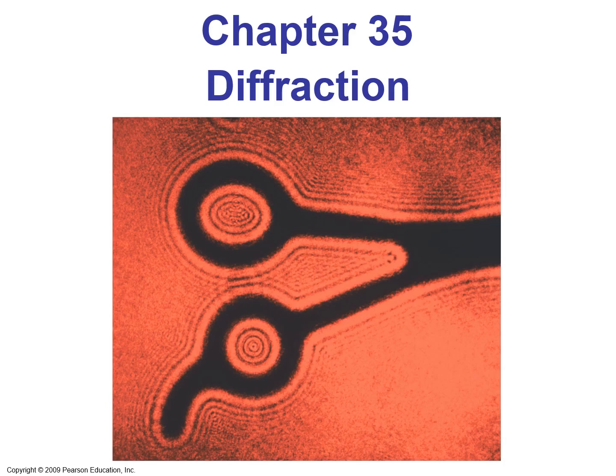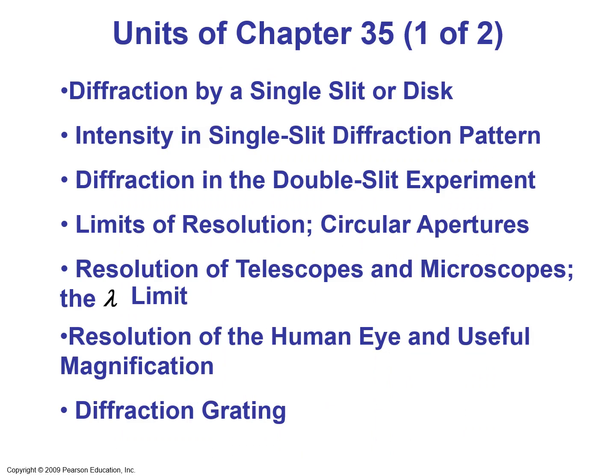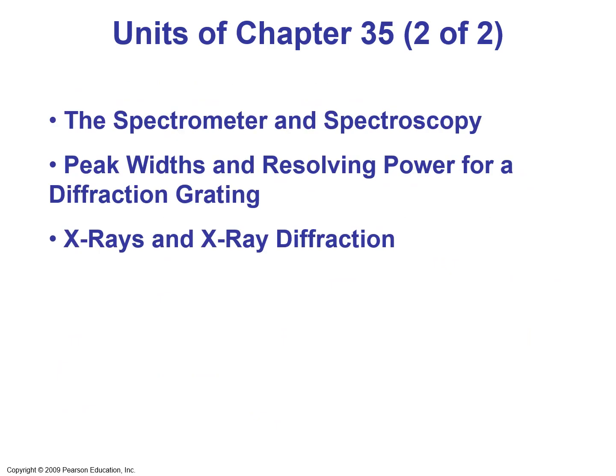Chapter 35, Diffraction. Units of Chapter 35 include diffraction by a single slit or disk, intensity in single slit diffraction pattern, diffraction in the double slit experiment, limits of resolution, circular aperture, resolution of telescopes and microscopes, the lambda limit, resolution of the human eye and useful magnification, diffraction grating, the spectrometer and spectroscopy, peak width and resolving power for diffraction grating, X-rays and X-ray diffraction.